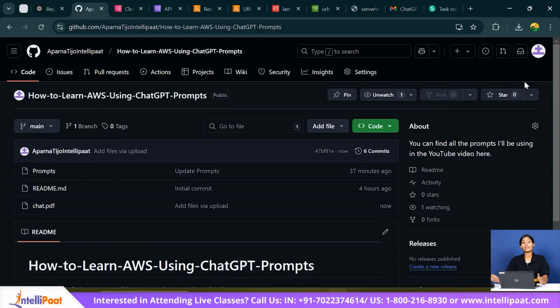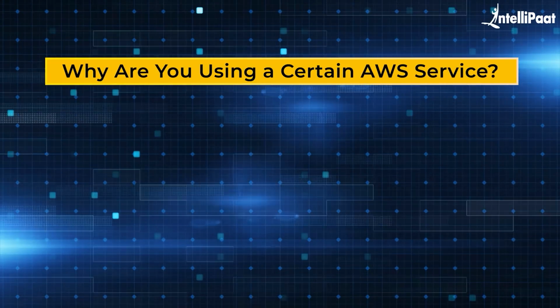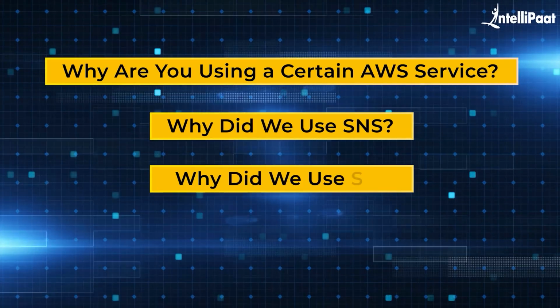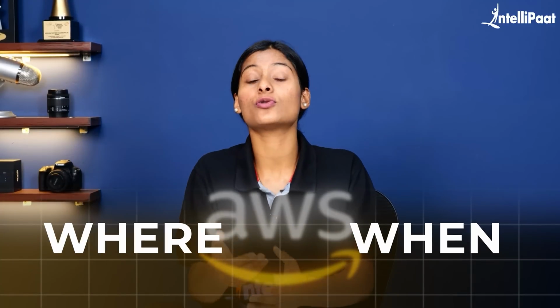All right. Now that was it for the hands-on part. Keep in mind that although building projects is extremely crucial for your understanding of the services, when it comes to landing jobs, the important concept becomes why you are using a certain AWS service. Like, why did we use SNS? Why did we use S3? Or why did we not use EBS, etc.? In the real world, employers are looking for someone who can think critically about cloud infrastructure and solve real-world problems by using the right AWS services. Or in other words, while projects are extremely helpful, knowing when and where to use a particular AWS service is what is going to get you hired.